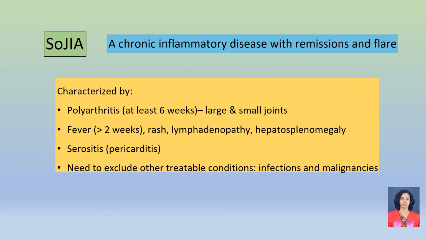Systemic onset juvenile idiopathic arthritis is an exclusive childhood condition, and it is a chronic inflammatory disease with remissions and flare. This disease entity is characterized by polyarthritis, which lasts at least 6 weeks, involving both large and small joints. Fever has to be there for more than 2 weeks, which we saw in our patient, with an associated rash, lymphadenopathy, hepatosplenomegaly.